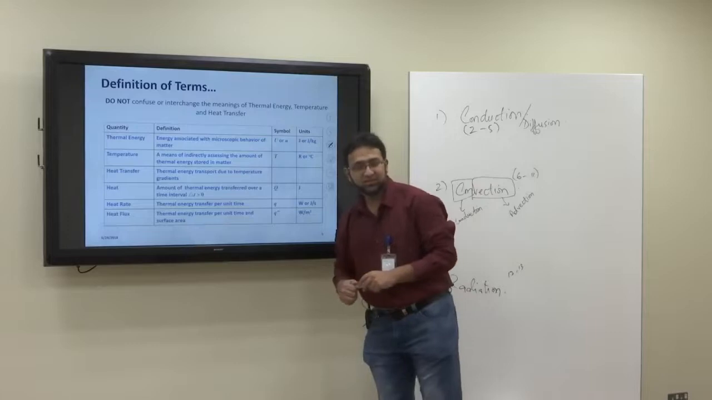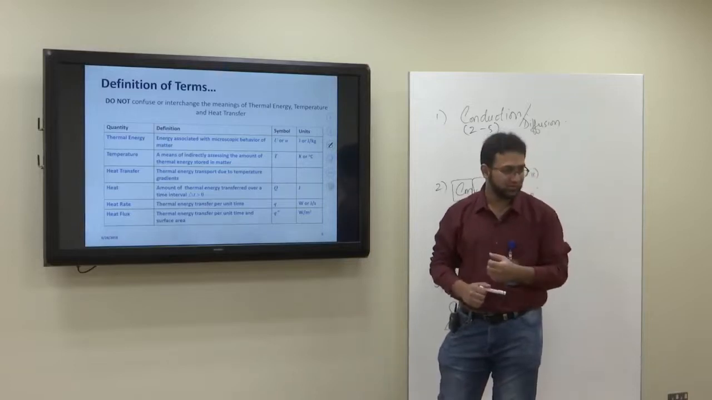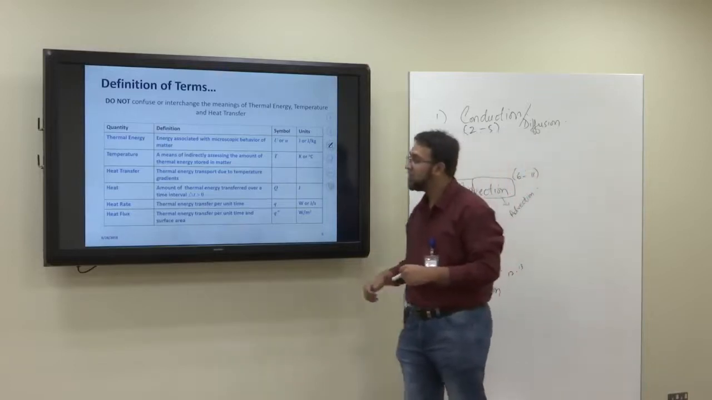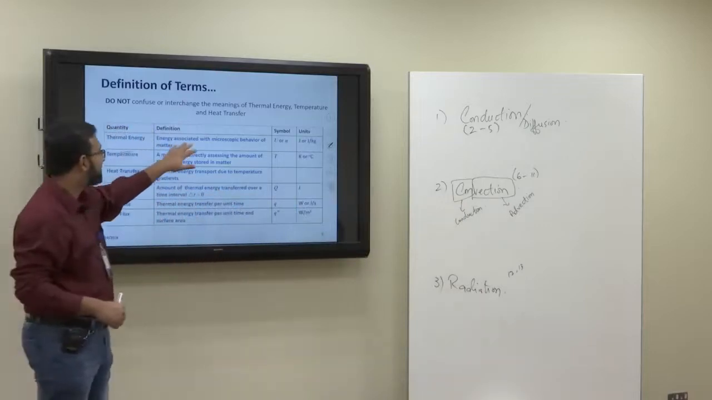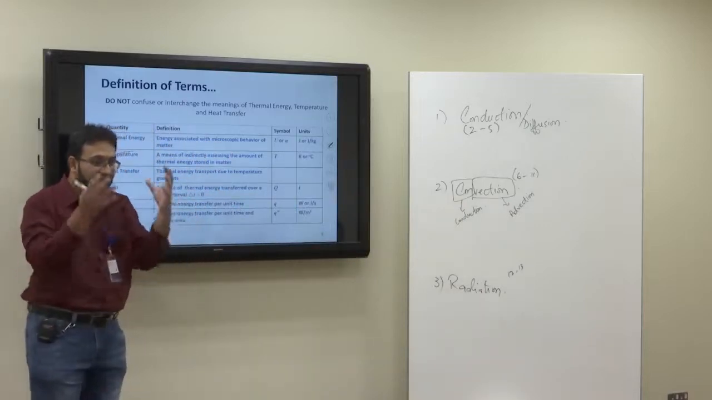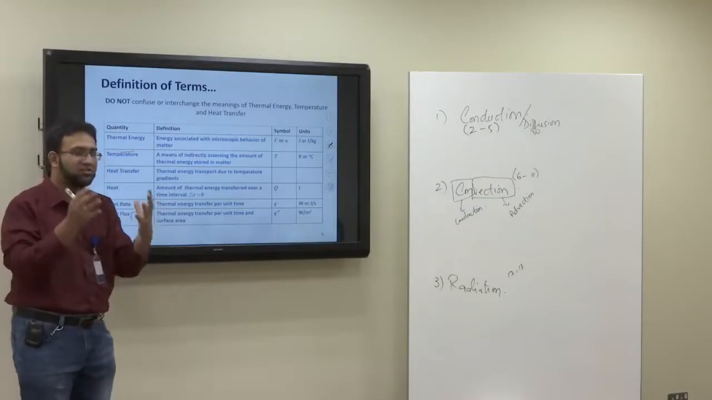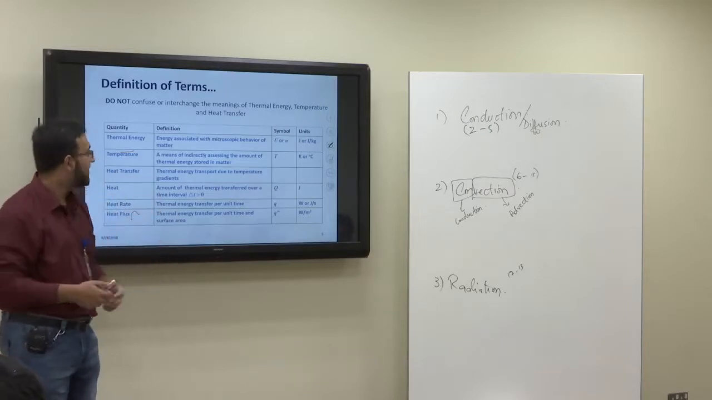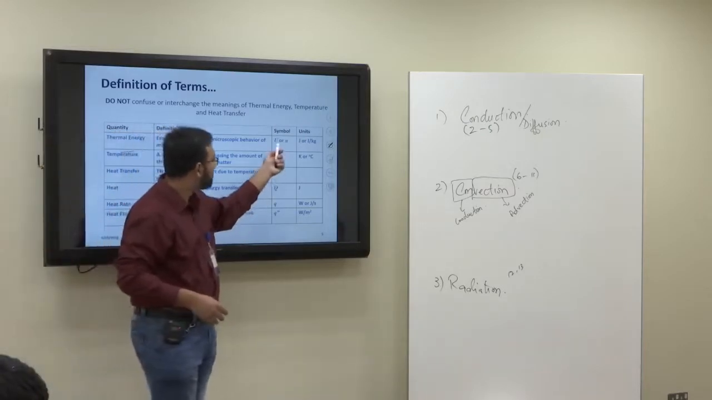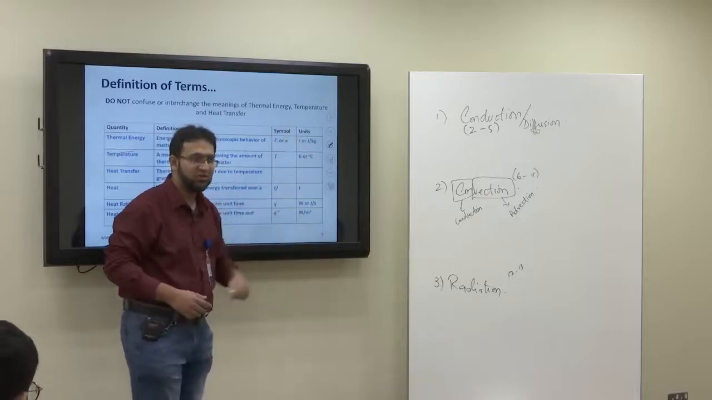So now there are certain terminologies that we should understand, and we should be able to differentiate between them. The first thing is the thermal energy. Thermal energy is the energy associated with microscopic behavior of the matter. The energy content of a matter is thermal energy. How much energy is there within something? That is the thermal energy. Its symbol is U, measured in joule or kilojoule per kg.